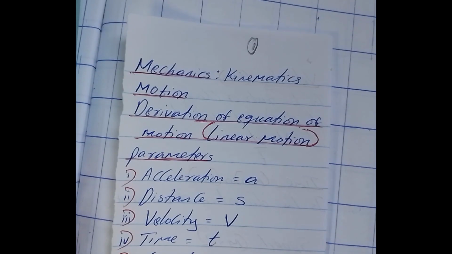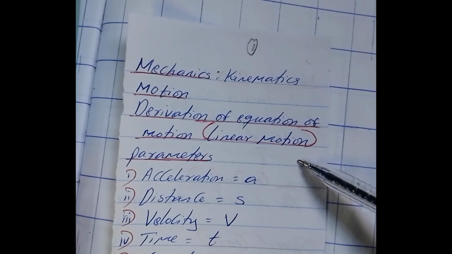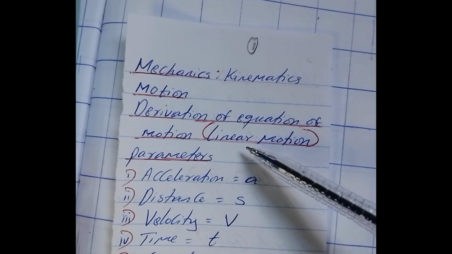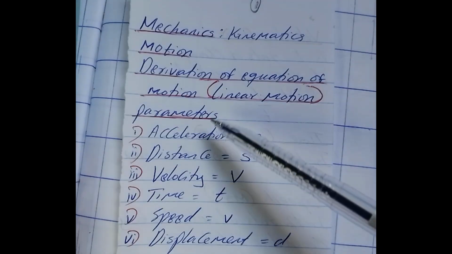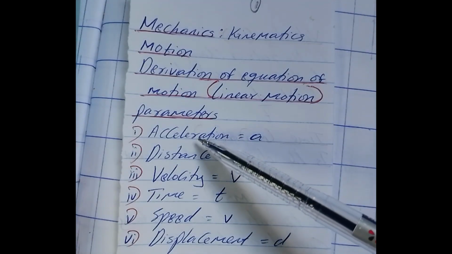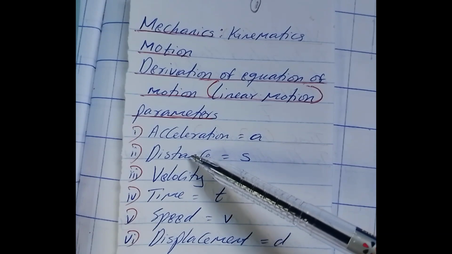So today we are going to discuss one of the branches of physics called mechanics. And today we are going to derive the equation of motion, linear motion to be specific. Now before we proceed, let's quickly talk about the parameters needed in deriving the equation of motion.